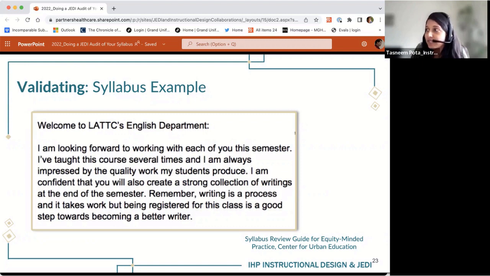I'm looking forward to working with each of you this semester. I've taught this course several times, and I'm always impressed by the quality work my students produce. I'm confident that you will also create a strong collection of writing at the end of the semester. Remember, writing is a process and it takes work, but being registered for this class is a good step towards becoming a better writer. So let's take a moment and drop into the chat whether you feel the tone and the language is a message which is validating students, putting them in a position to be successful. Is that message clear?